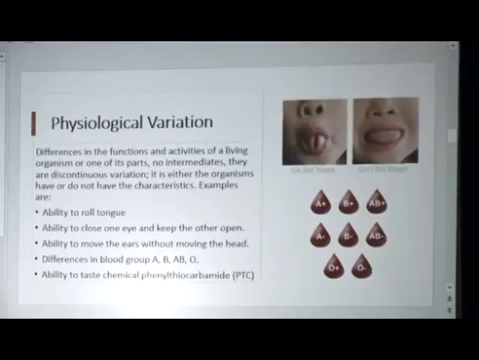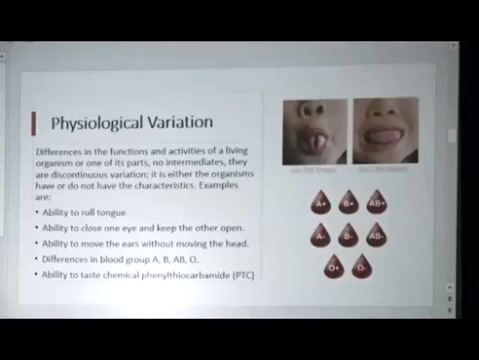Ability to close one eye and open the other. Look at me. I can close one eye and open the other. I want you to do that. No, don't use your fingers to close your eyes. Do it. You can see, you can't do it. This is physiological variation. It's either you can do it or not. You can use part of the body to perform that function or not.